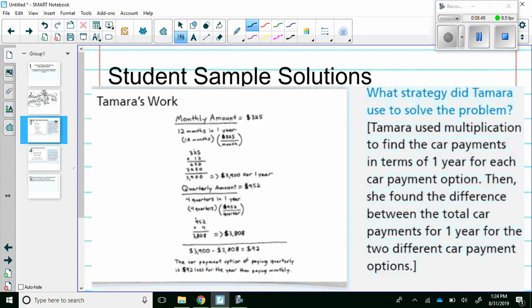This is Tamara's work. It asks, what strategy did Tamara use to solve this problem? She used multiplication to find the car payments in terms of 1 year for each option, just like I did. And then she found the difference between the total 2 payments for the year. So she was very similar in her work to me. She first solved for the 12 months, then she solved for the quarterly, and then after she had the 2 totals for each, she solved for the difference.